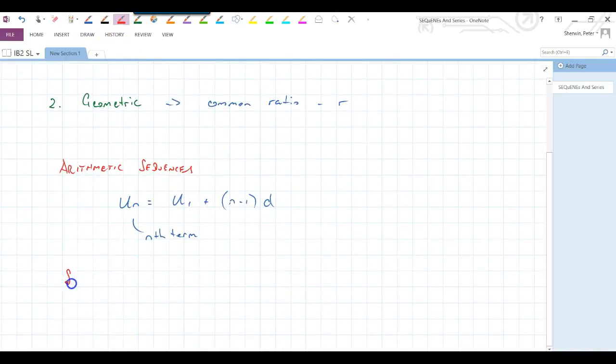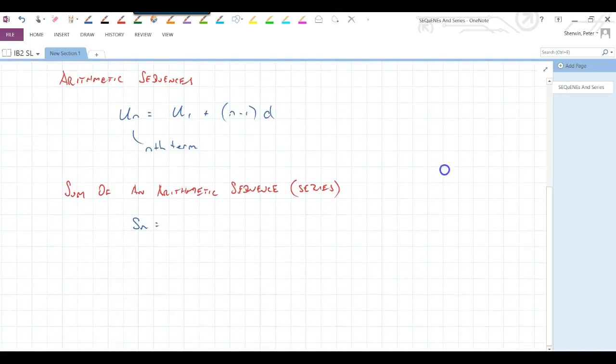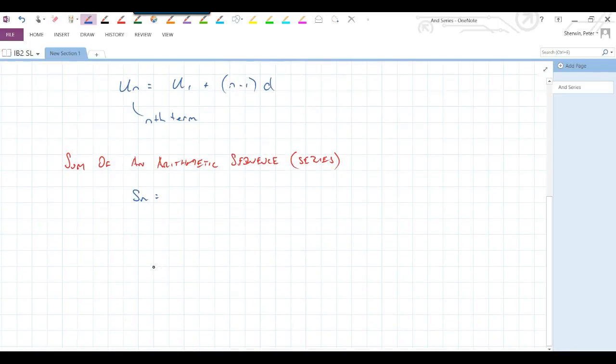So let's have a look at the sum of an arithmetic sequence, which we're going to call a series. Sorry, my writing's terrible. So the sum of an arithmetic sequence, that's Sn. Sn equals, so this is what we're going to try and establish. Before we get into that, let's look at a simple example, say 1, 3, 5, 7.